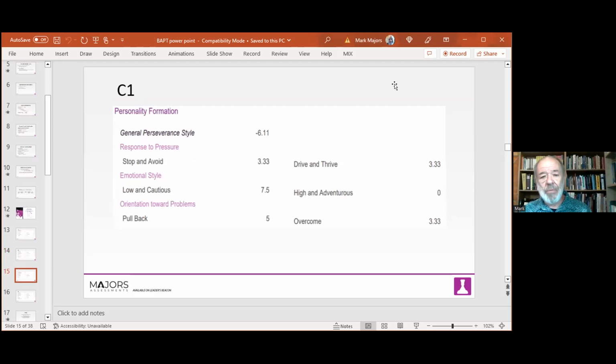Cindy, on the other hand, her general perseverance style is -6. But Cindy does not like to persevere. She's keep up and avoid and drive and thrive. And she's very low and cautious with emotional style. And she pulls back more than she will overcome. She's an administrative assistant in an office complex. And sometimes she has to sit out.